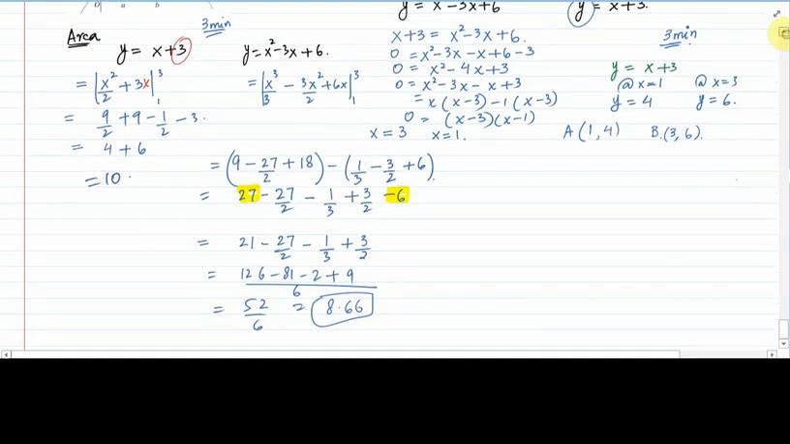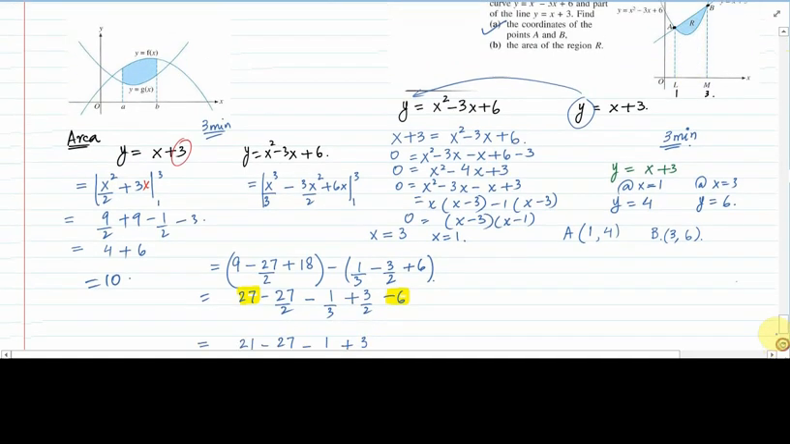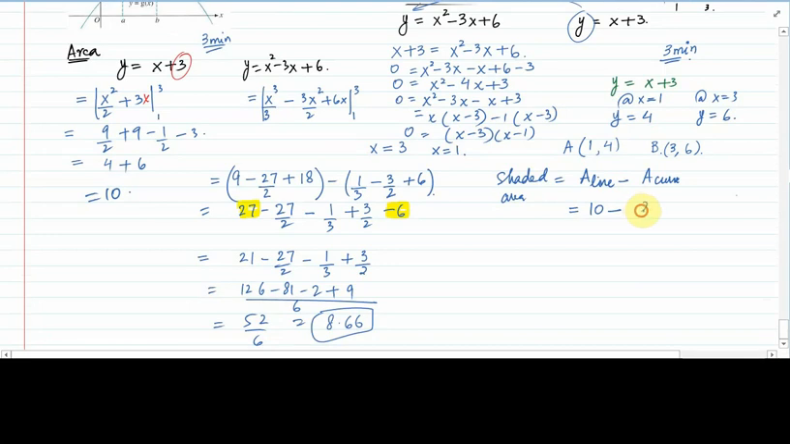Now if you observe from the figure, you can see that the shaded region is the area under the line minus the area under the curve, right? Shaded area is equal to area under the line minus area under the curve. Area under the line is 10, area under the curve is 8.66. When you subtract, it gives you the value of 1.33. That is the area of the shaded portion.